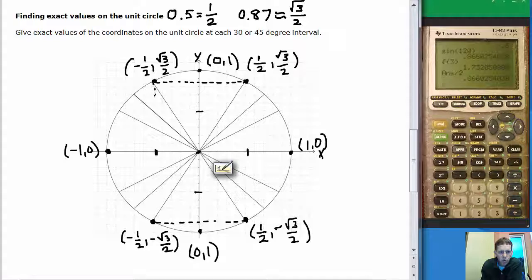And what's kind of cool is all these points, if you connect them, you end up with a rectangle. And that basically ensures that the x-coordinates and y-coordinates are either the same or opposites of each other.